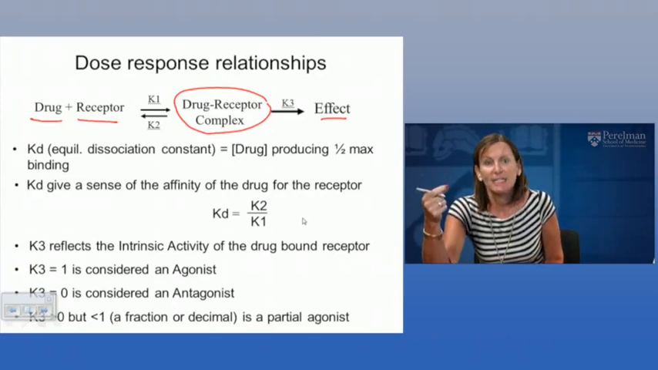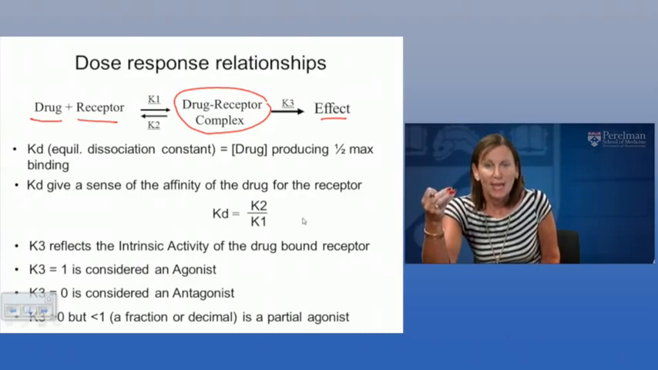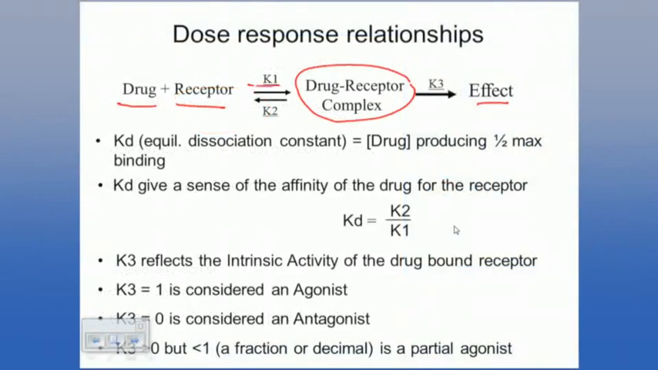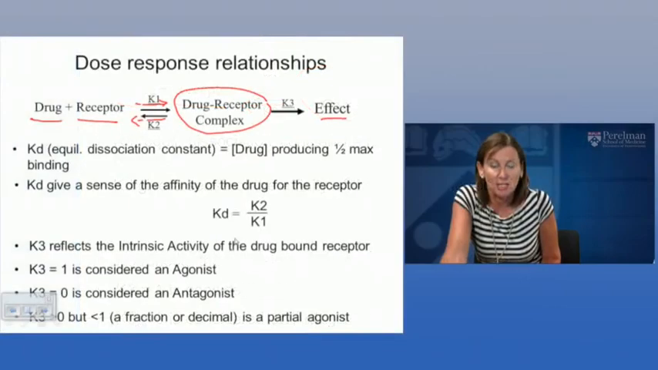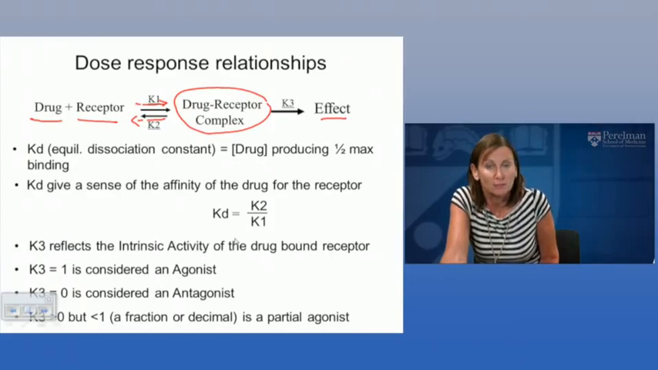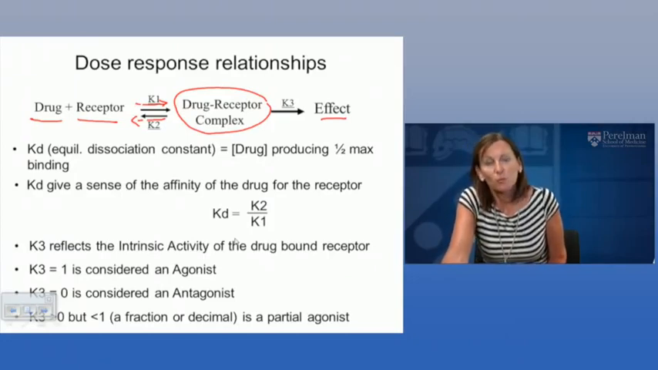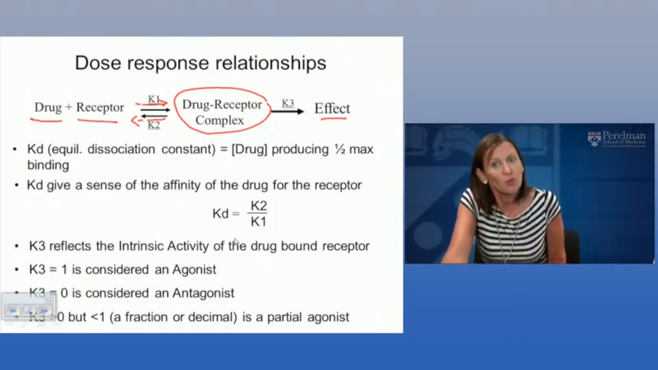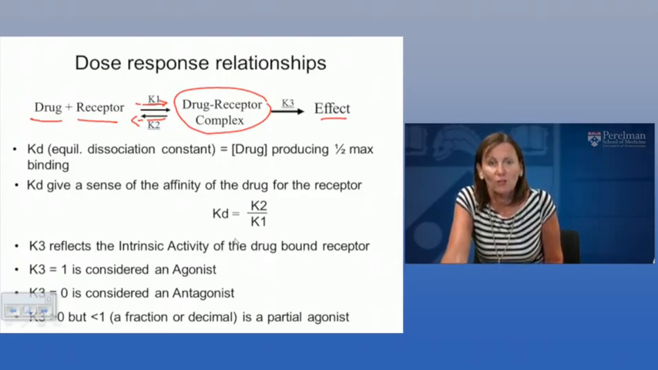And what the KD gives you is a sense of the affinity of the drug for the receptor. It's defined really by the nature of the forward reaction, i.e. the K1, in relation to the backward reaction, K2. So from a mathematical perspective, the equilibrium dissociation constant, KD, is equal to K2 divided by K1. Now, please remember that here we're talking about affinity, binding of the drug to the receptor. We're not talking about efficacy. That's the latter part of the equation.